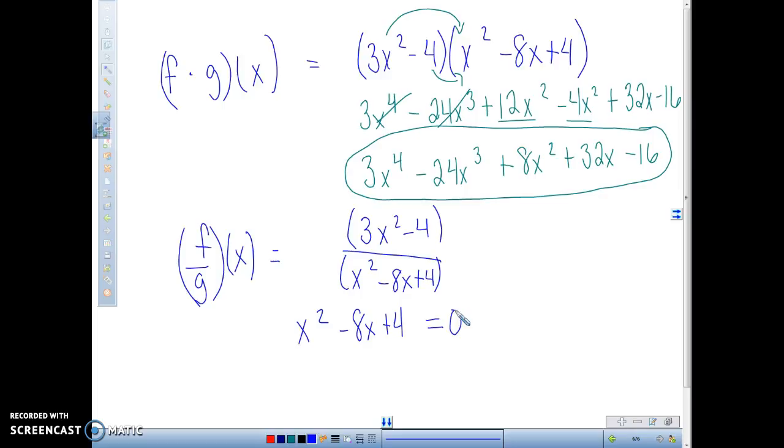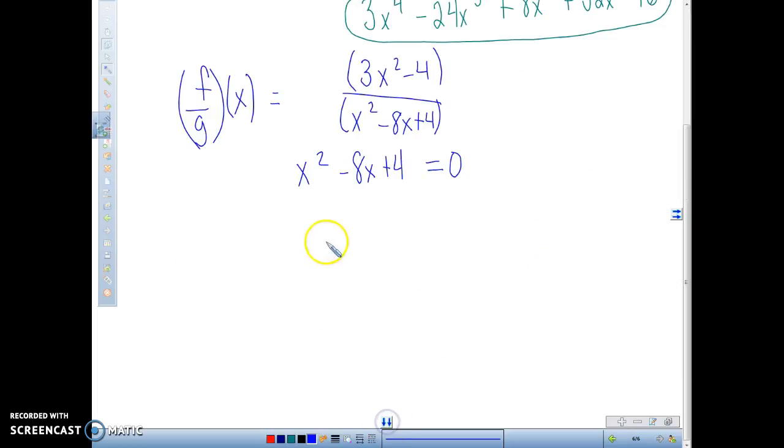You could either graph this, you could factor this, completing the square, or quadratic formula. And some of you are probably already figuring out that factoring is not going to work here because there's nothing that will multiply to give us 4 that will add to give us negative 8. And so I would just go automatically to my quadratic formula. So let's plug everything in. We have a negative 8.